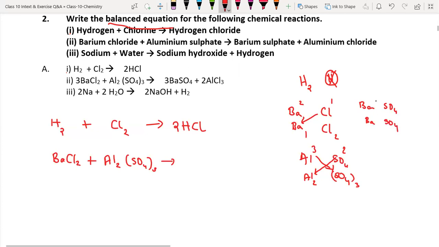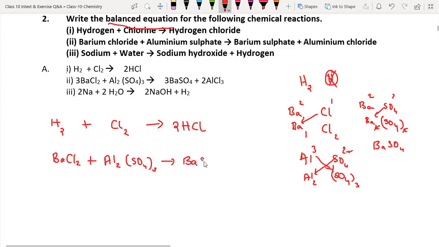For barium what is the valency? 2. For sulfate what is the valency? 2. 2 goes to barium, it will become Ba2. 2 goes to sulfate, it will become Ba2(SO4)2. But here if you observe, 2 is common, you can remove this 2. At last it will become BaSO4. That's it. No need to write Ba2(SO4)2.